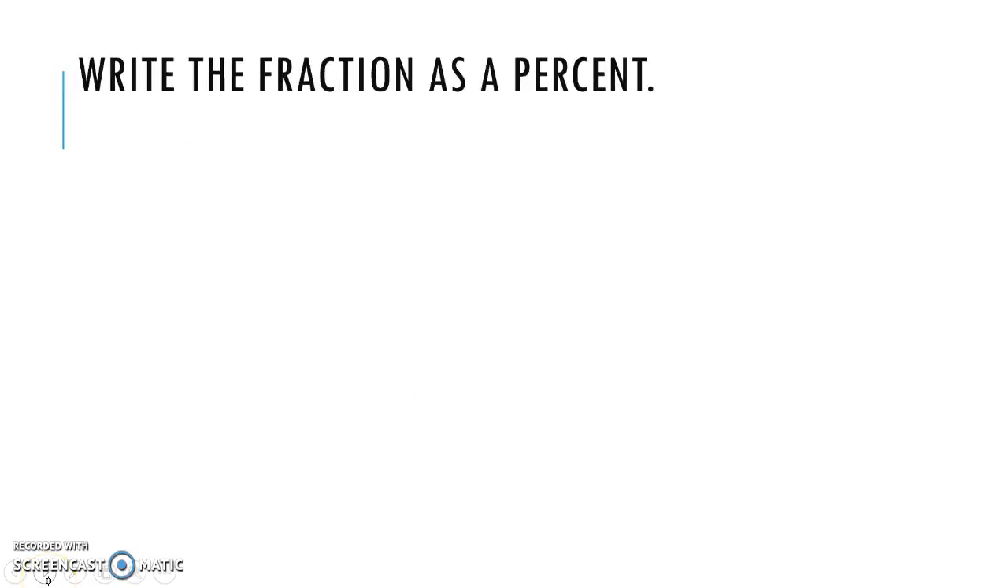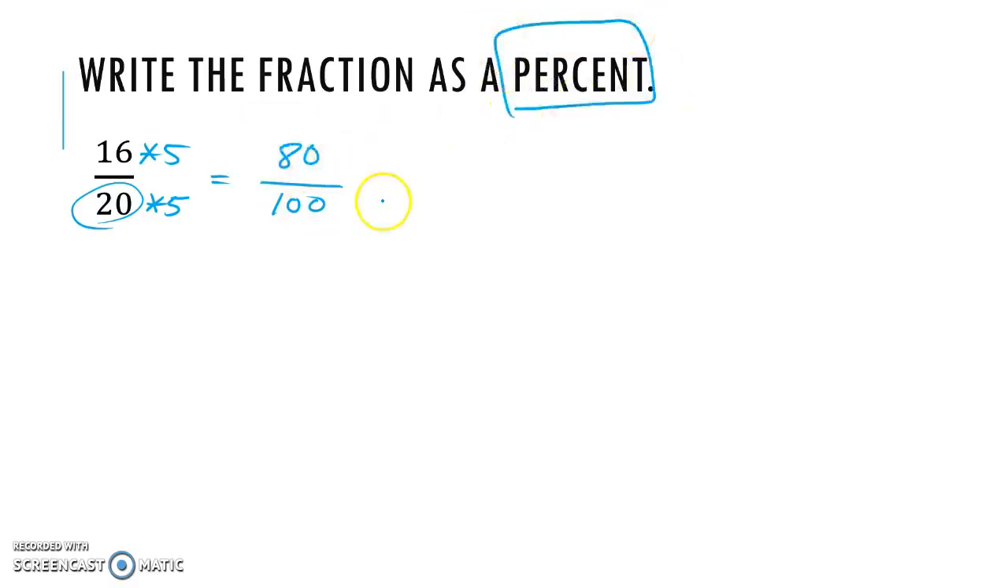Our next problem says to write the fraction as a percent. So we're going to be given a fraction or mixed number, and we're going to have to write that as a percent. So our first fraction is 16/20. And what we need to look for first is, can we change this denominator to equal 100? And here we can multiply by 5, so we have to do the same thing to our numerator. Our denominator is 100. 16 multiplied by 5, that product is 80. And that's not our final answer because we need to write it as a percent. So 80 over 100 is 80%. And that's our final answer.